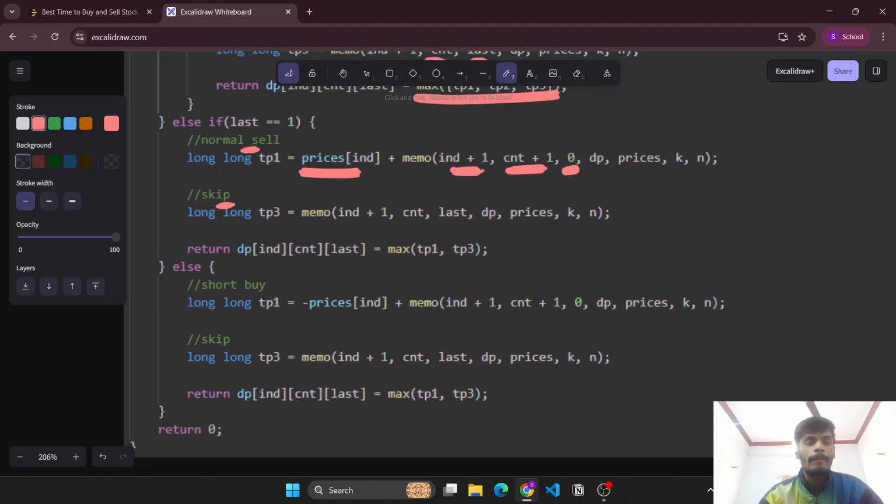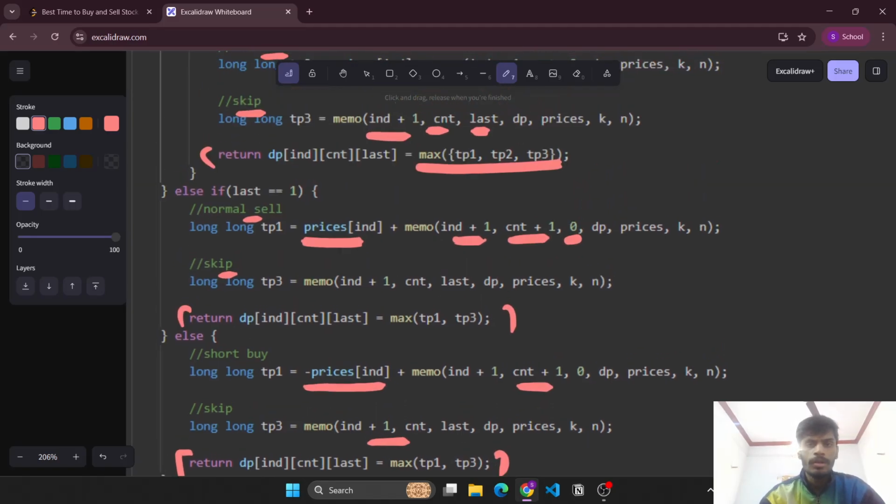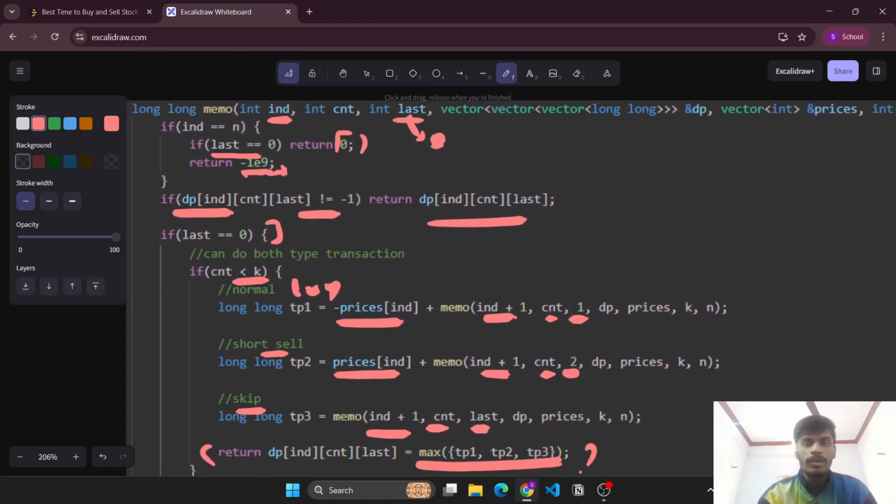And similarly for the third part, where we will short buy, short buying will be minus prices of index, then again the transaction will increase and the last will become 0, or we will simply skip it. And at each step we'll be updating our DP with the maximum of each step. Okay, so this was the memoization code for this problem.